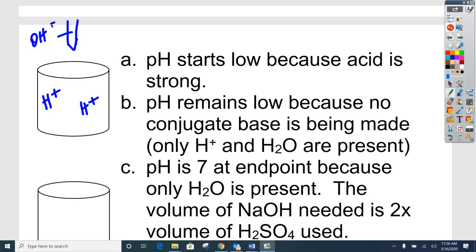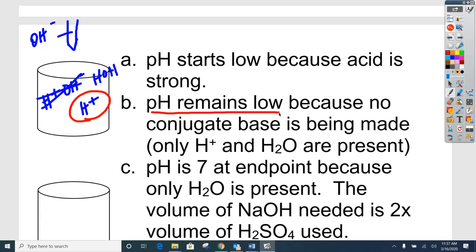As the titration starts, I'm going to draw in here, adding my hydroxide ions in. The hydroxide and hydrogen would bond to form water, but I still have leftover, unreacted, strong acid, so my pH remains very low. This one is not a buffer. I don't have any weak acid and conjugate base present in the beaker, so not buffered at all.